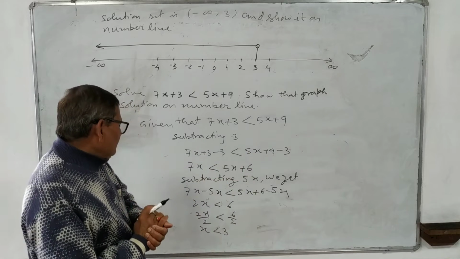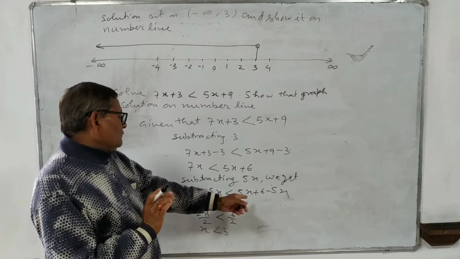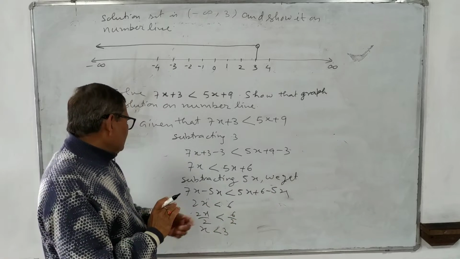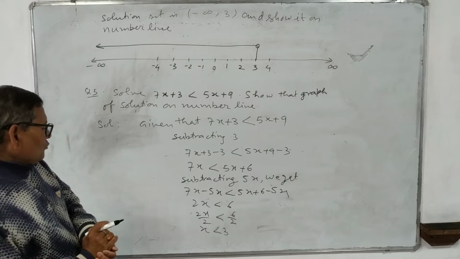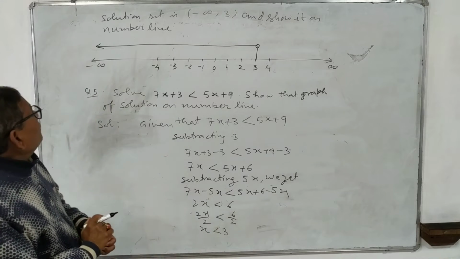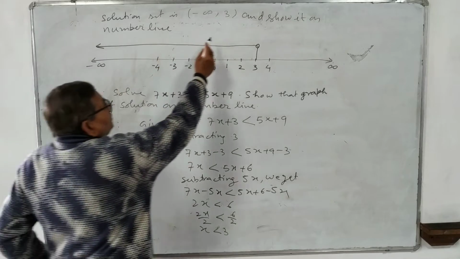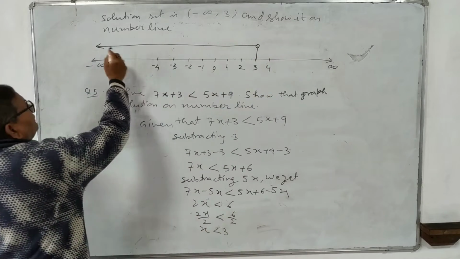Subtracting 5x, we get 7x minus 5x is less than 5x plus 6 minus 5x. This is 2x is less than 6. 2x by 2 is less than 6 by 2, that is x is less than 3. So the solution set is minus infinity to 3, and show it on the number line.